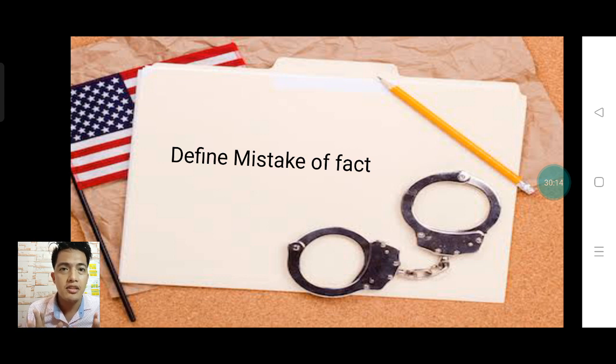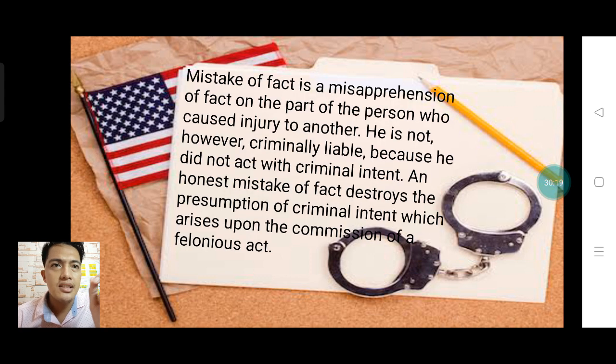Mistake of fact is also called ignorantia facti excusat. What is mistake of fact? A mistake of fact is the misapprehension of fact on the part of a person who caused injury to another. He is not, however, criminally liable because he did not act with criminal intent. An honest mistake of fact destroys the presumption of criminal intent which arises upon the commission of a felonious act.